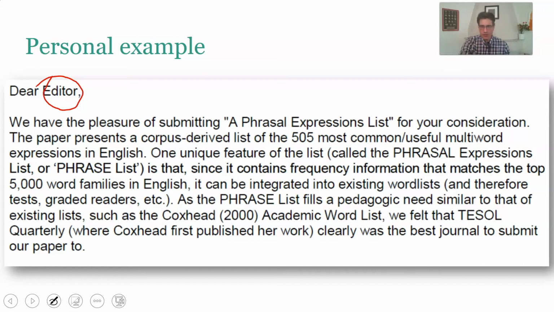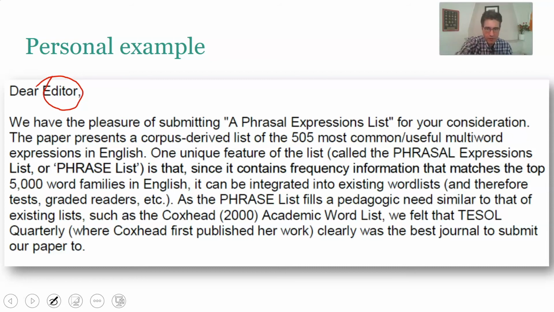This is just a first pleasantry. The paper presents a corpus-derived list of the 505 most common useful multi-word expressions in English. So it's just a basic one-sentence synopsis of what it is, and then one unique feature of the list, called the phrasal expressions list or phrase list, is that since it contains frequency information that matches the top 5,000 word families in English, it can be integrated into existing word lists. As the phrase list fills a pedagogic need similar to that of existing lists, such as Coxhead 2000.